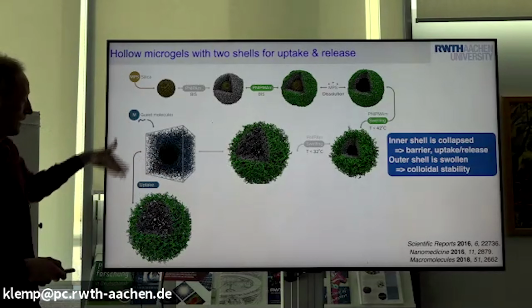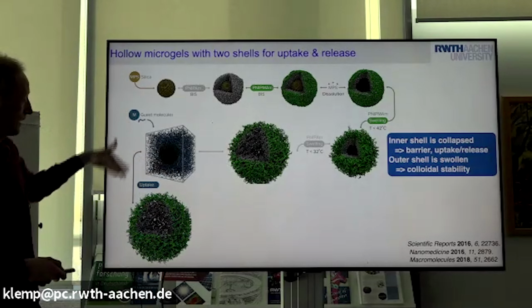This is the core-shell system, and this is the hollow one. So we just put it into four quarters. And I would like to draw your attention to the point. So this basically is a different temperature. Both shells are swollen. Inner shell is collapsed.